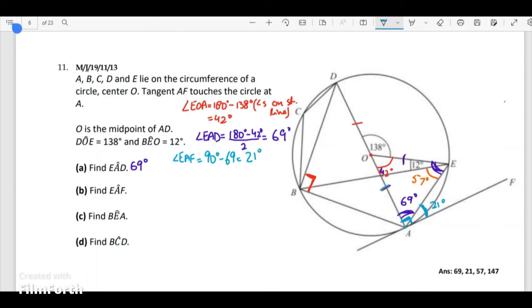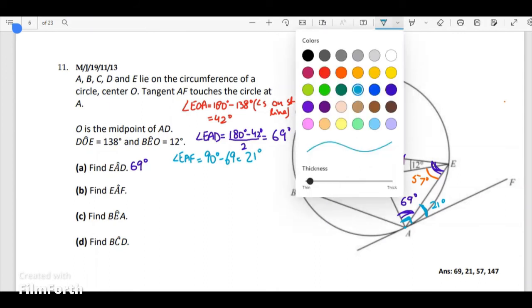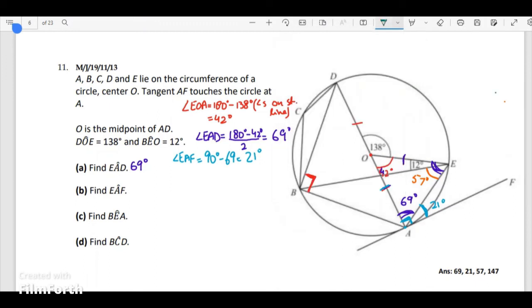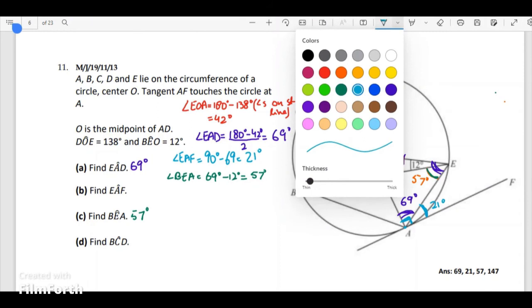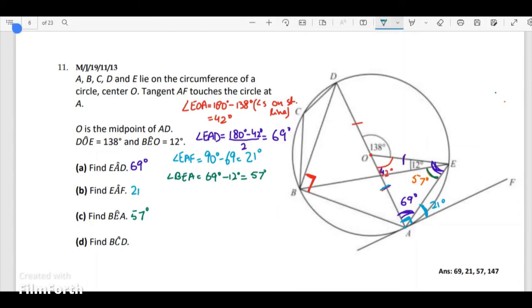Next, we have to find angle BEA. Let's see where this angle is hidden. BEA. Oh, we already have that figured out. So how did I find this angle? BEA was equal to 69 degrees minus 12 degrees, and the answer was 57 degrees. Wow, the answer is already there. Let's just write the answer of this as well. Over here, that was 21 degrees.